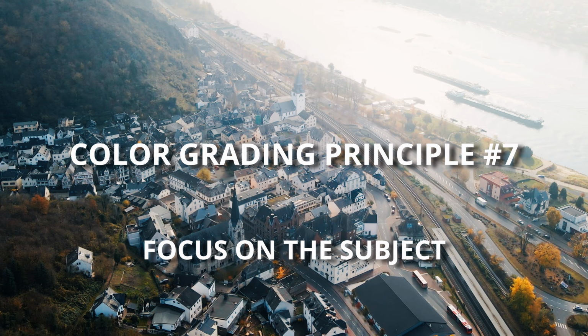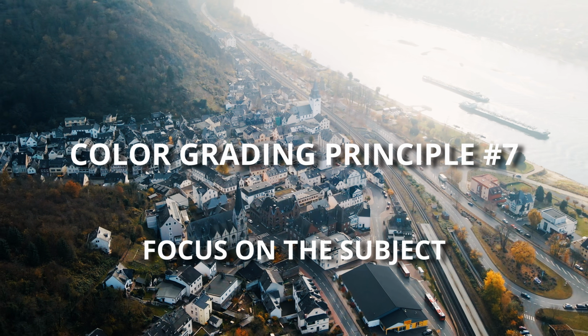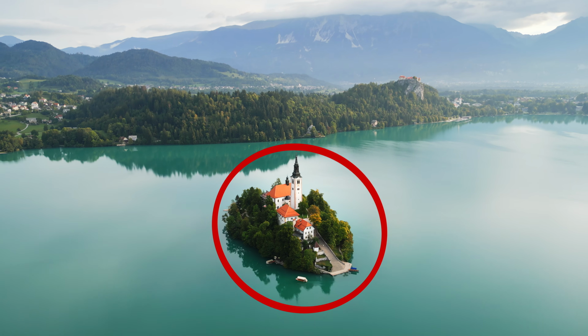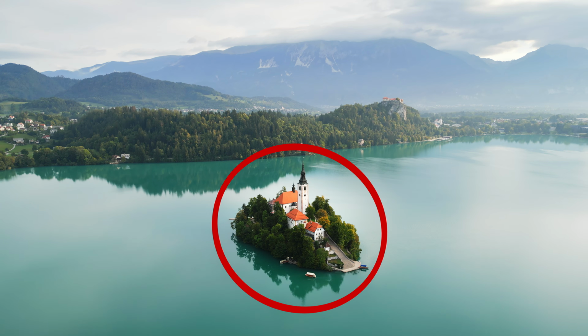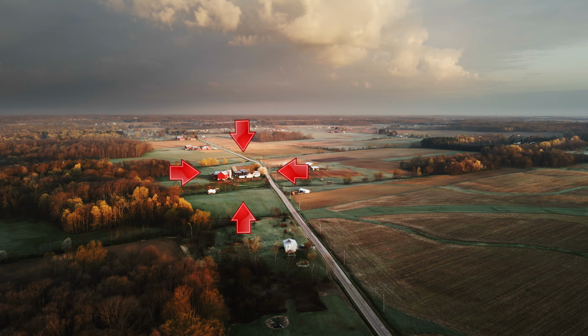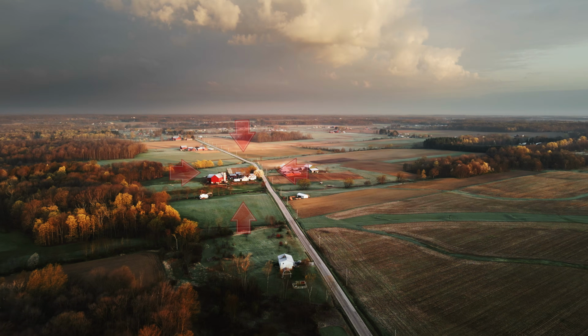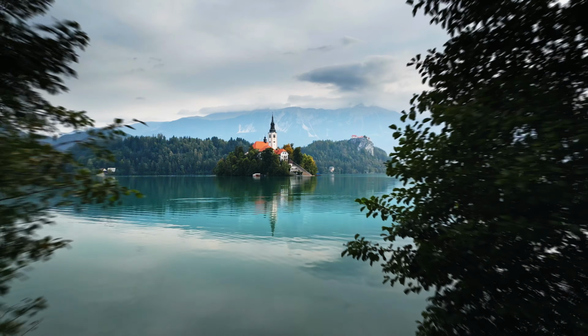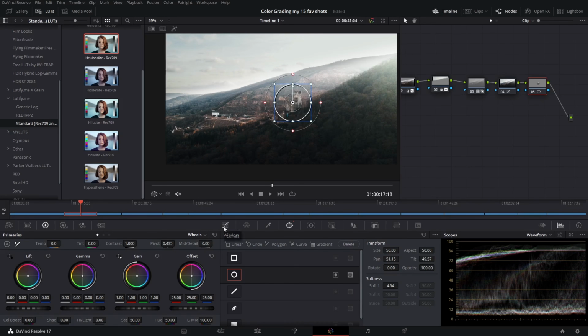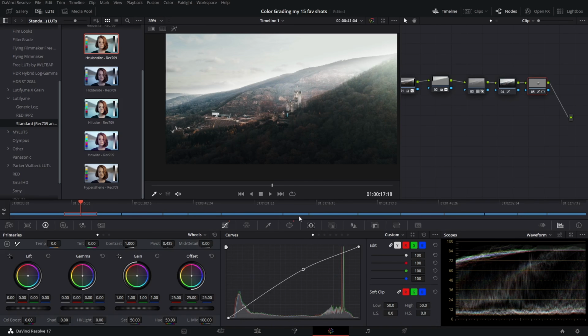And finally, principle number 7 is focus on the subject. Whatever the subject of the shot is, that's what you're going to want to prioritize when you're color grading. You want the viewer's eyes to be drawn to the subject rather than distracted from it, so you want it to look the best compared to everything else in the frame. One way to apply this principle is to add a feathered mask to your subject that brightens it a little and adds some contrast to it and makes it stand out from the rest of the shot.